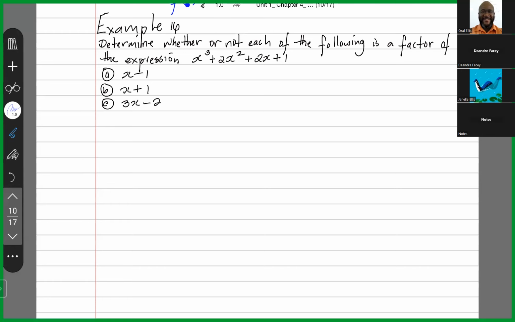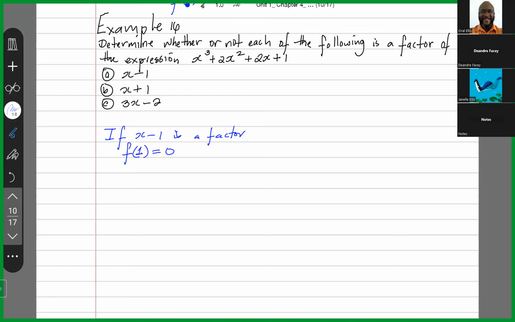All right, so example 16 is asking us to determine whether or not each of the following is a factor of the expression x cubed plus 2x squared plus 2x plus 1. A, now if x minus 1 is a factor, f of positive 1 is equal to 0.